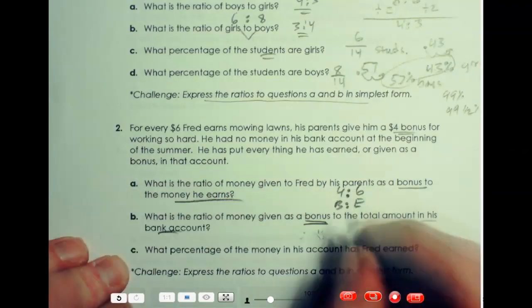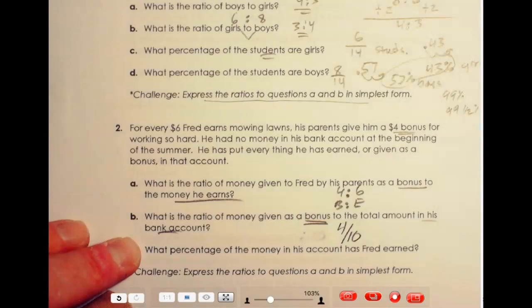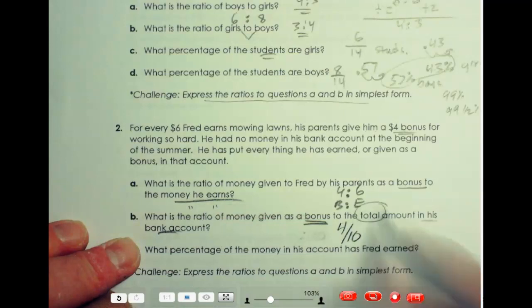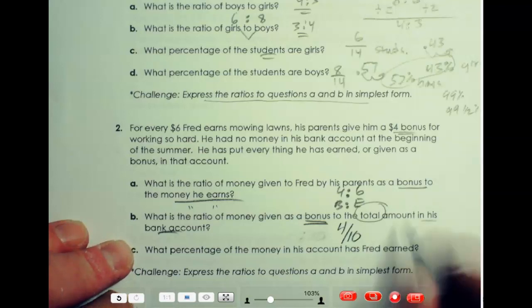4 of that $10 is going to be bonus money. So no matter how much he has in there, it's going to be 4/10. Now this is that special ratio because we talked about total. That's that special ratio we call a fraction. I threw that in there. It's a tricky thing, but you are going to face that, so you just have to think about that. 4/10. Of course, we could reduce that down to 2/5 as well.